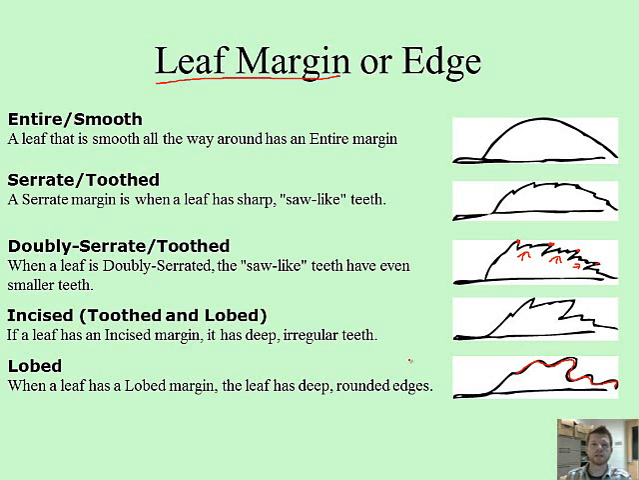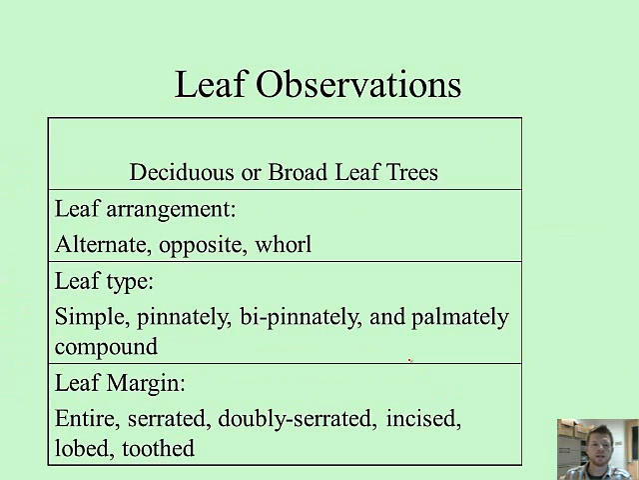So those are the three basic categories of tree identification based off of leaves. You had leaf arrangement: alternate, opposite, whorled. You had leaf type: simple, which is one blade per leaf, or you have three different types of compound leaves: pinnately compound, bi-pinnately compound, palmately compound. And then we have our five leaf margins here: entire, serrated, doubly serrated, incised, or lobed. Quick overview again. If you just want to make a quick chart to remember these different categories, that is the basis for leaf or tree identification by leaves.